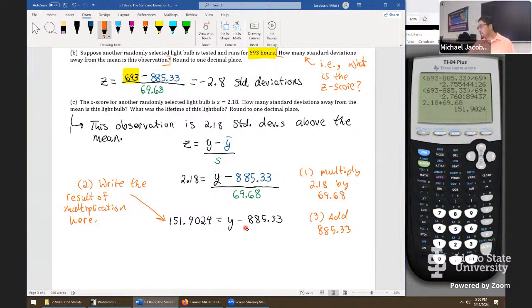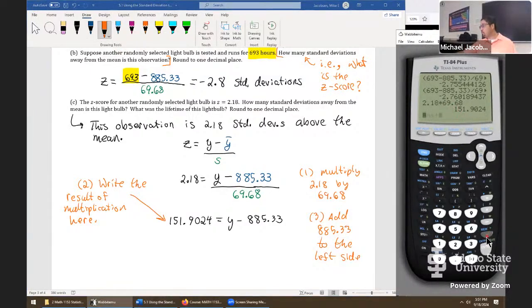885.33 to the left side. And let's say that's our last step because we're essentially done. In the calculator, this is what it looks like. We already have the left-hand side put in, just go plus 885.33. And that's going to be our result.